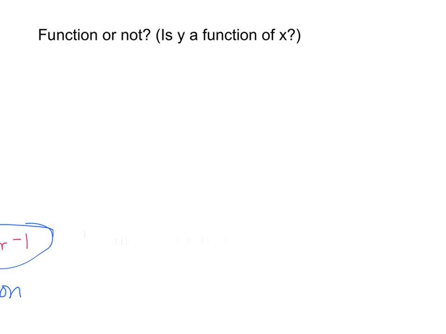So the last one I'd like for you to think about is x cubed plus y squared equals 0. Is this a function of x? Is y a function of x? Okay, so to start this, you are going to think about, is there any x value you can plug in and get more than one y value? Go ahead and pause, ponder this a moment.